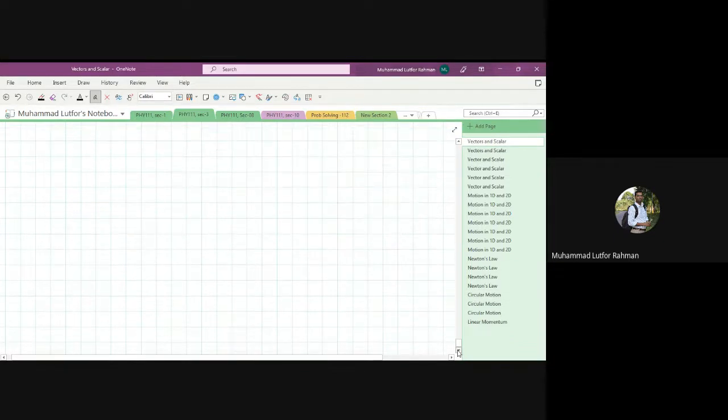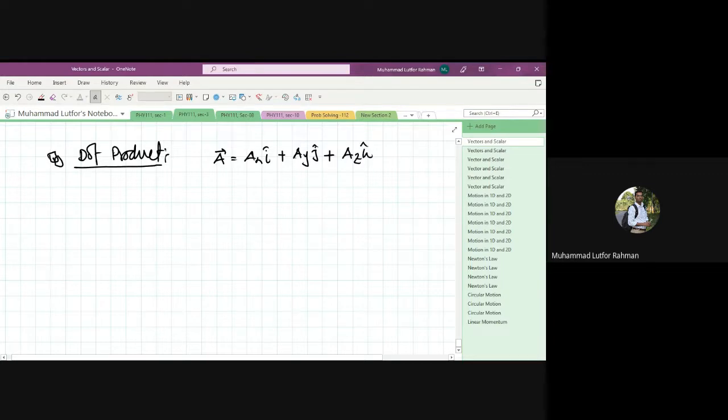Right, these are the two multiplications of vectors. First, we're going to talk about the dot product. The dot product could be done in two ways. Say you have two vectors. Say I represent a as ax i hat plus ay j hat plus az k hat, and the second vector as bx i hat plus by j hat plus bz k hat.